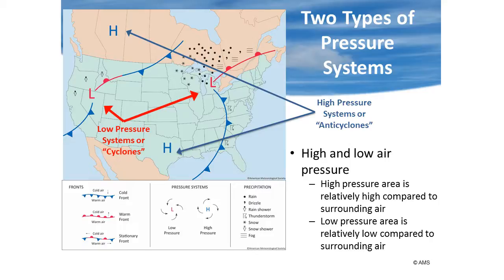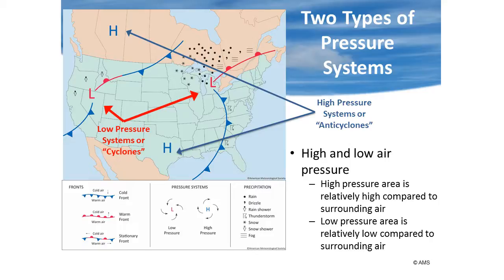High pressure systems are called anticyclones. That's the word we use for a high pressure system. And you can see in the schematic, the wind rotates around a high pressure system clockwise. And low pressure systems are called cyclones, and they rotate counterclockwise. The air rotates counterclockwise around them.